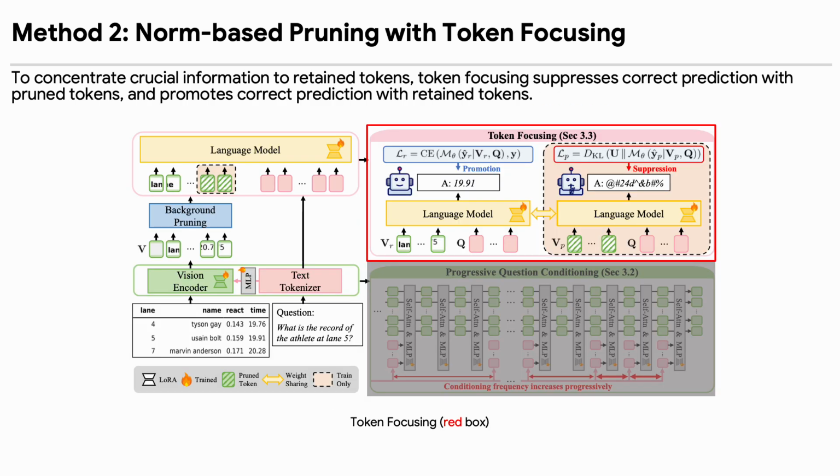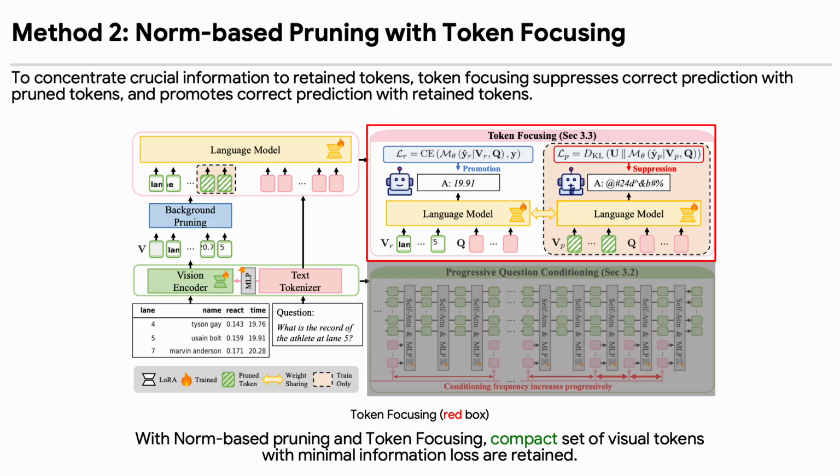To concentrate this crucial information only into the retained tokens and minimize the information loss caused by the pruning, we introduce token focusing. This training method suppresses correct predictions from pruned tokens while promoting correct predictions within the retained set, as shown in this red box. Combining the norm-based pruning and token focusing, we retain a compact set of visual tokens with minimal information loss. As a result, we now have tokens that are both highly informative and compact.